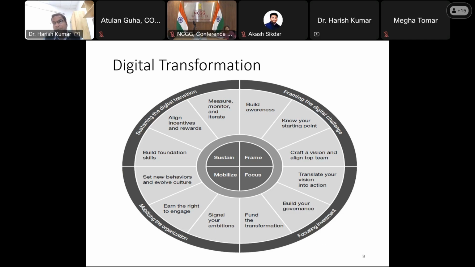We need to hire as well. We need to go for exchange programs and a learning-by-doing approach. Apart from that, we need to give incentives, rewards, and recognition to employees who are associated with this so that they are motivated for the complete project. And finally, measure, monitor, and iterate.